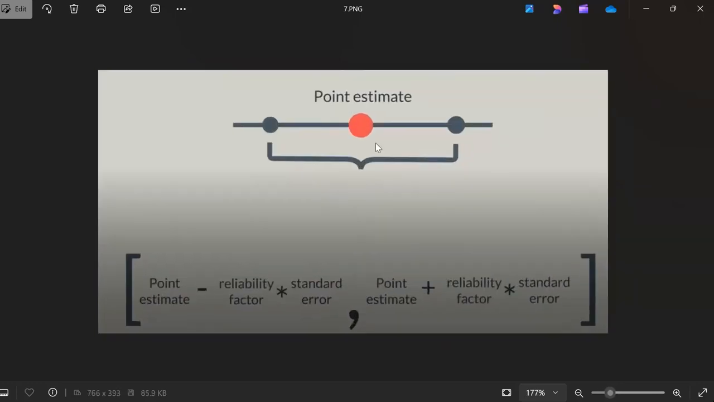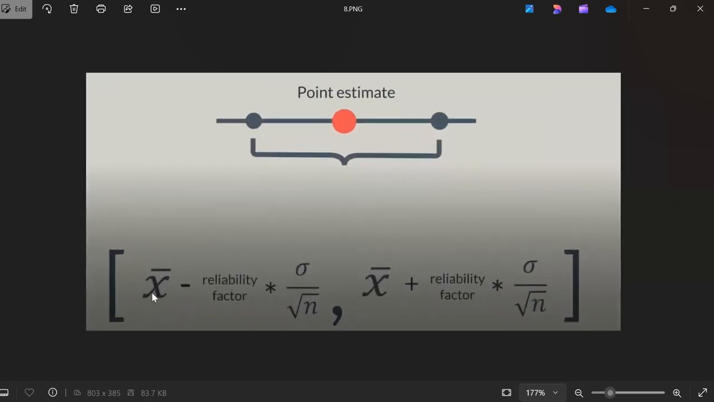Next one. We need to compute the confidence interval equation: point estimate minus reliability factor into standard error, minus plus. Then X bar minus reliability factor into sigma by root n, X bar plus reliability factor into sigma by root n. Today, same concepts I explained 3 times. Getting my point?